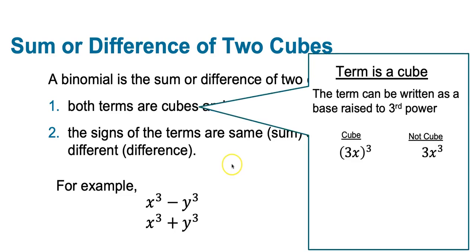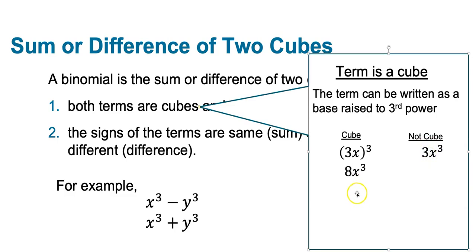A term is a cube if the term can be written as some base raised to the third power. So for example, (3x) raised to the third power is a perfect cube. The base is 3x and the exponent is 3. This is not a perfect cube, as there's no parentheses, so the base of the cube is only the x, not including the 3. This would be fine if 3 itself was a perfect cube, but it's not.